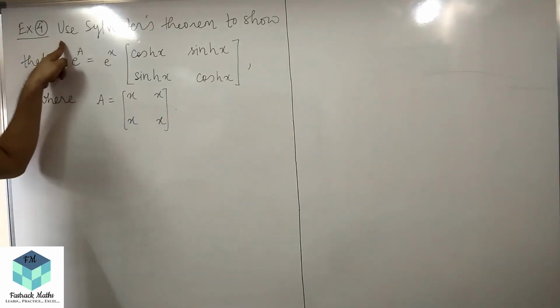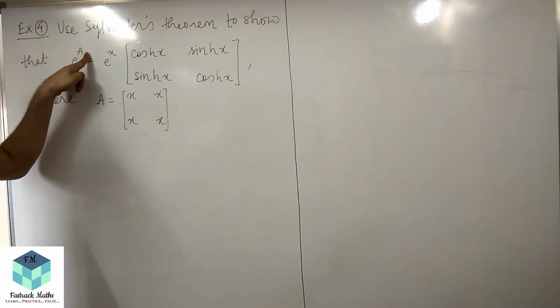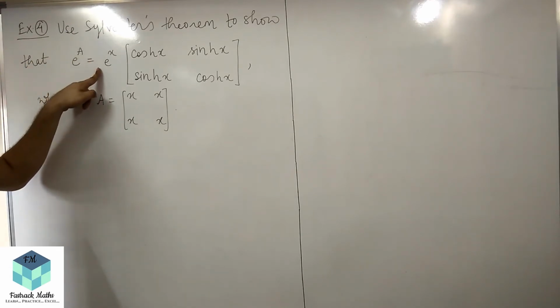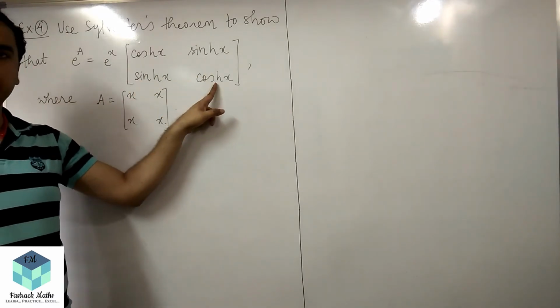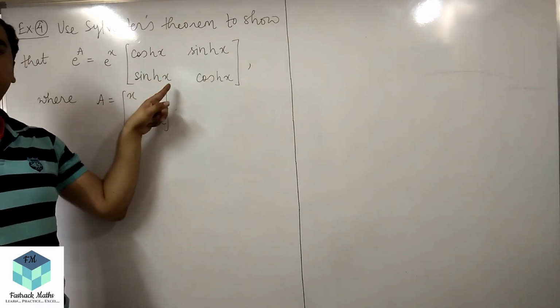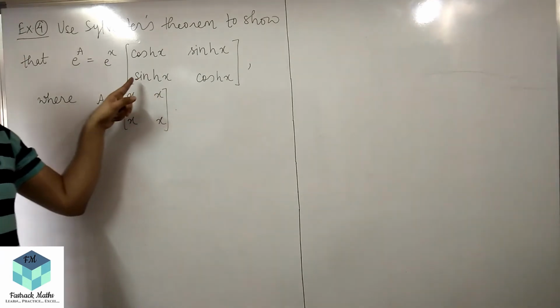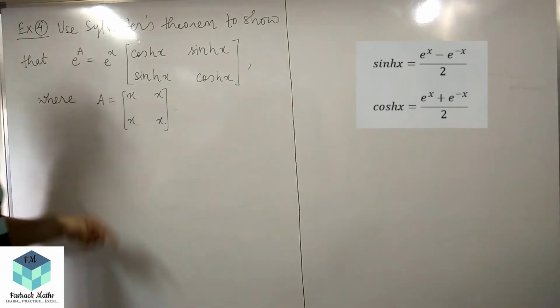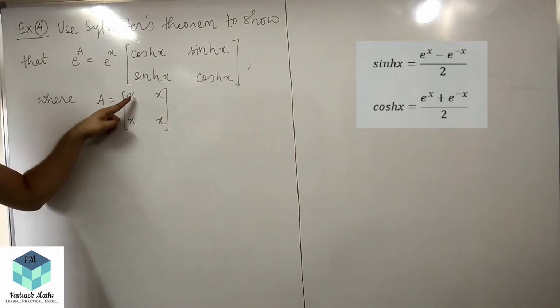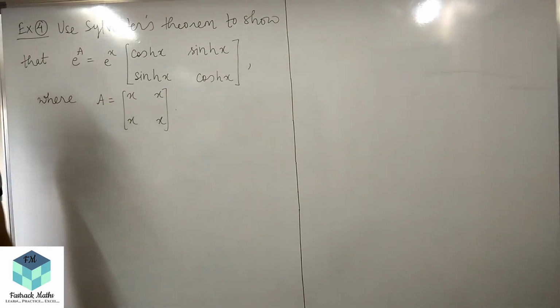Use Sylvester's theorem to show that e to the power A is equal to e to the power x [cosh x, sinh x; sinh x, cosh x]. So these are nothing but the hyperbolic functions of sine and cosine, and the formula of which you can see here. The matrix A is given by [x, x; x, x].